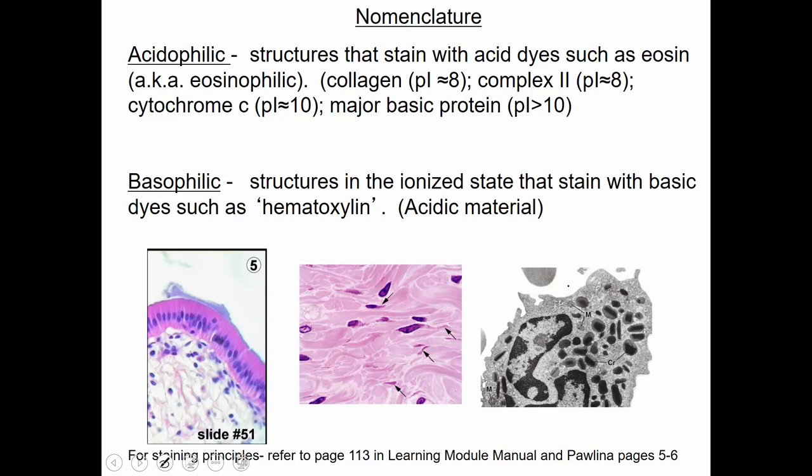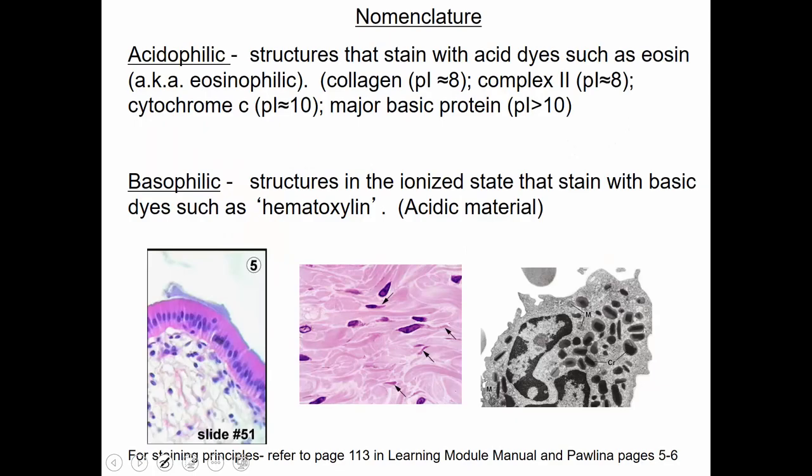Whereas anything that's basophilic are structures in the ionized state that stain with a basic dye such as hematoxylin. In our case, we're going to say hematoxylin is a basic dye. Okay? It acts like a basic dye. And so any acidic material is going to stain very basophilic and give a blue color to it. DNA, so nuclei are going to stain very basophilic, or any cell that has an extensive amount of RNA is going to stain very basophilic. And you'll see this throughout. Understanding this concept will make your life easy throughout the course.